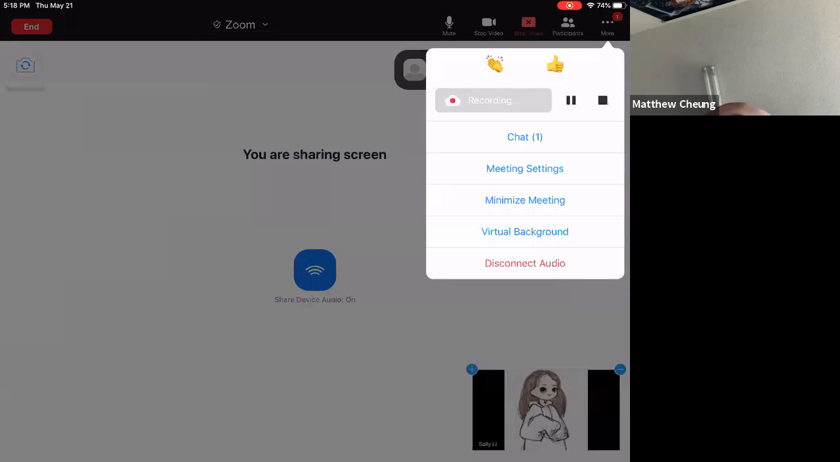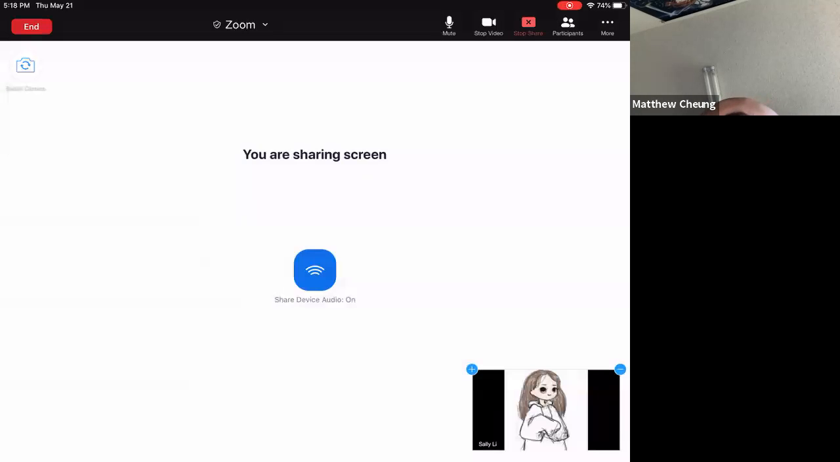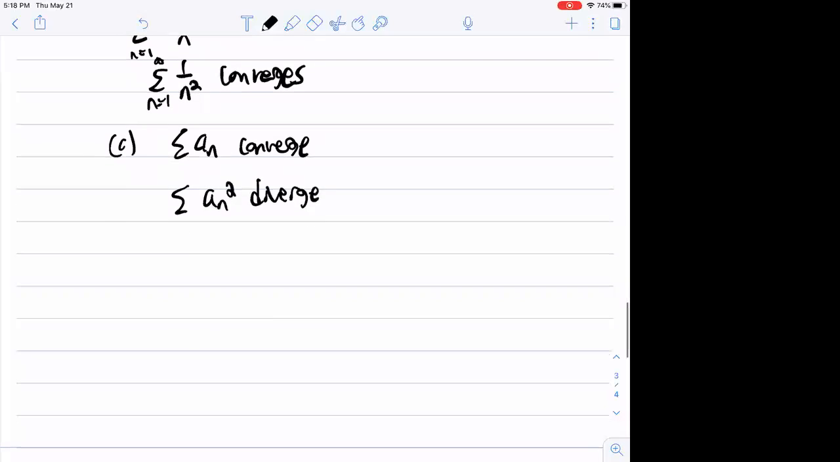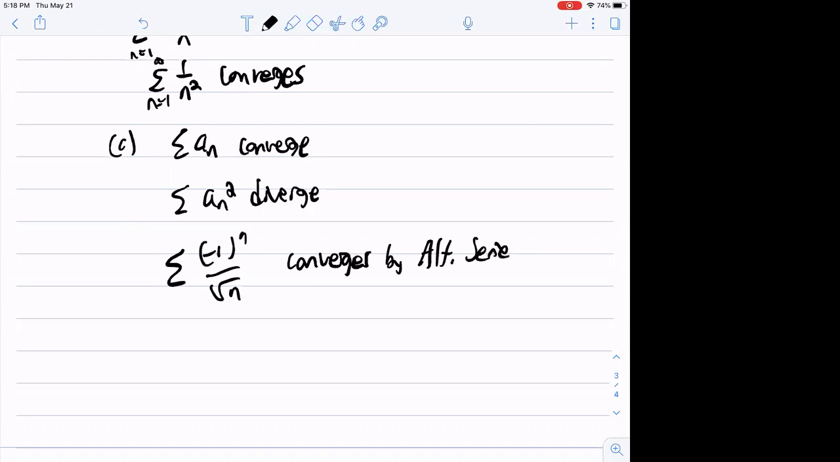Yes, exactly. So we're going to use alternating series. The sum of (-1)^n over root n converges by the alternating series test. But if you square it, well, what's (-1)^n squared? That's just 1, right? Because when you raise -1 to an even power, it's always 1. And so it's just 1 over n, right? And that diverges.